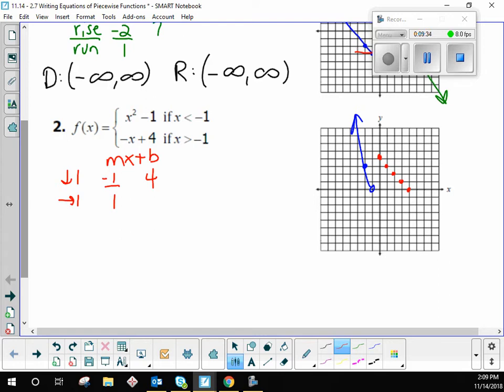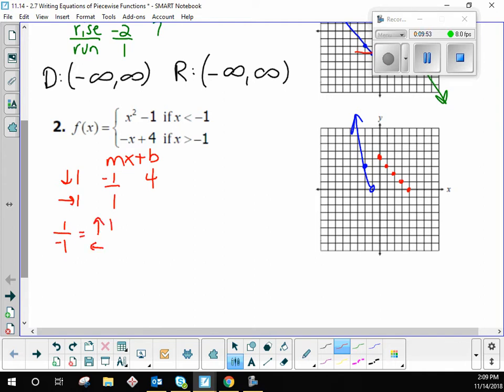It says I need all x's greater than negative 1. Well, so far I've only plotted at x equals 0. I don't have a point yet where x is negative 1. Remember, your slope can go the opposite direction as well. Instead of down 1 over 1, it could have been like this.